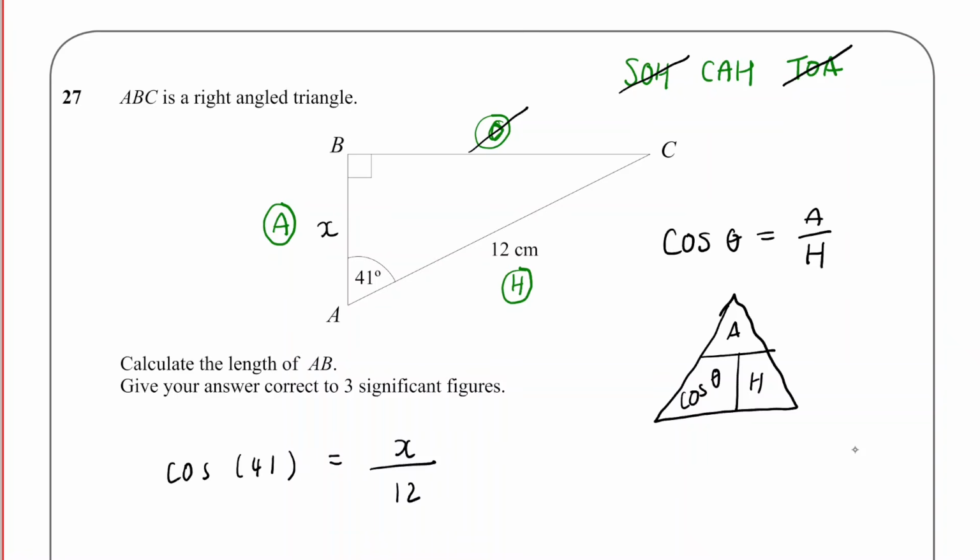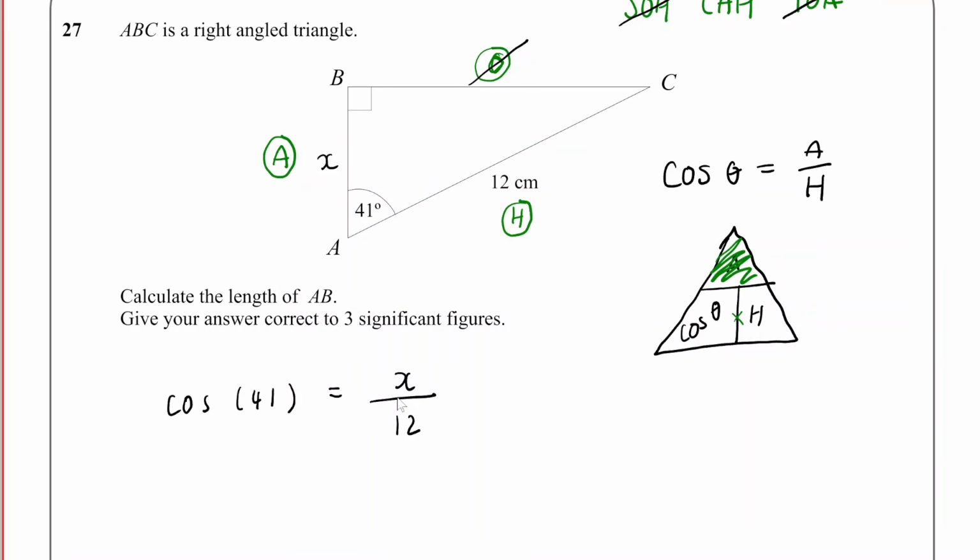If you're using the formula triangle, you cover over a and say it's cos with the angle, and they're on the same line, so it's times h, which is 12. With this formula, to get x by itself, get rid of a divide, we times both sides by 12. So 12 times cos 41 is equal to x.